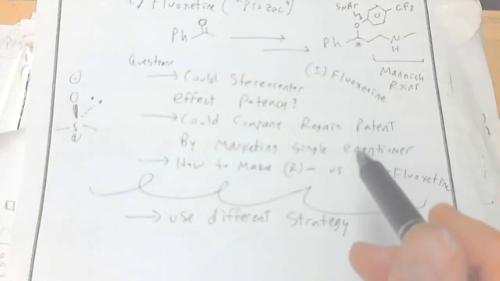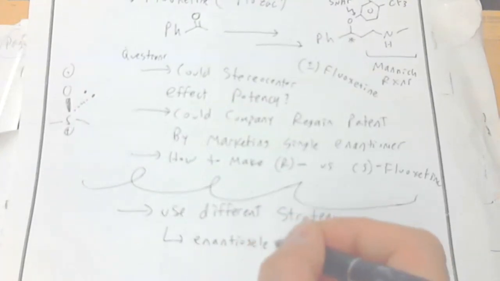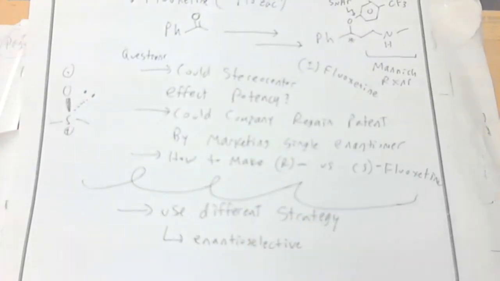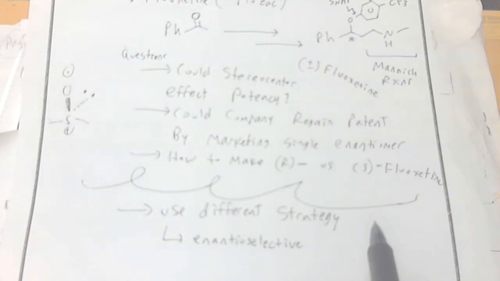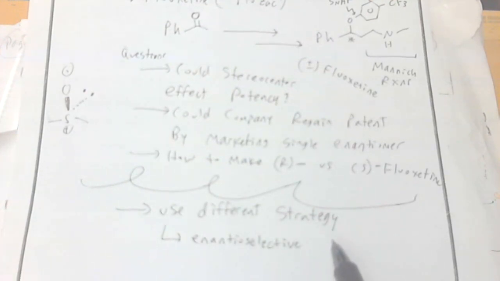Okay, so you probably forgot it, but if you look back at your notes for this, I told you the word, and we're going to use an enantioselective reaction. Enantioselective. That's the word, and that means it's a reaction that gives us a single stereoisomer, right? It gives us R, it gives us S. Okay, so they're going to use a different strategy. They're going to use an enantioselective reaction to give them a single stereocenter, which is super cool.